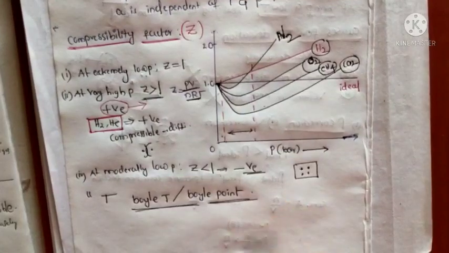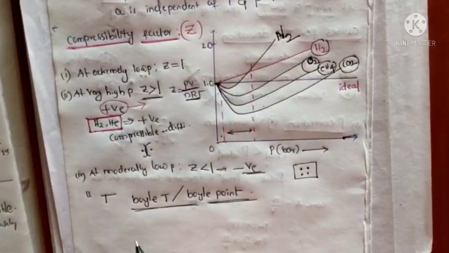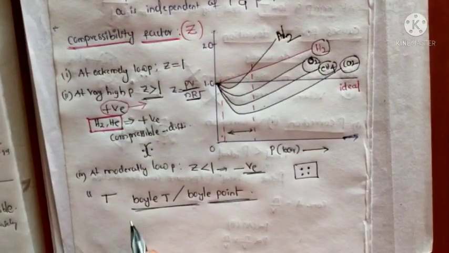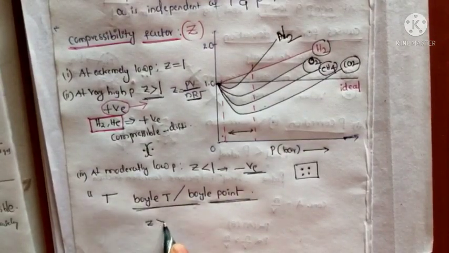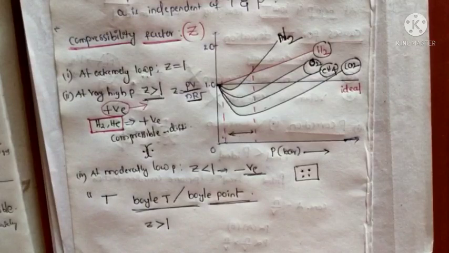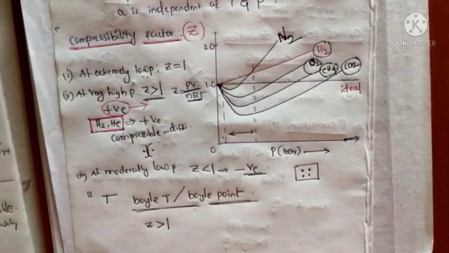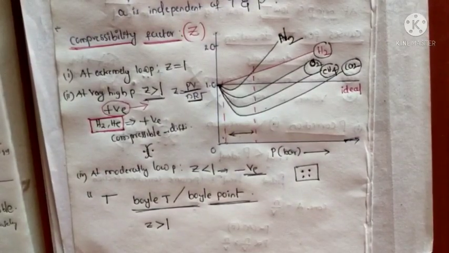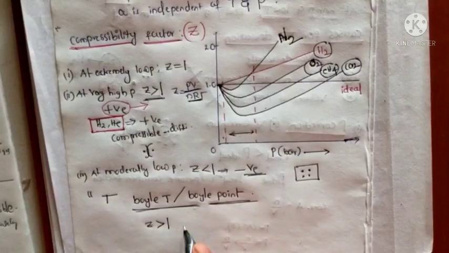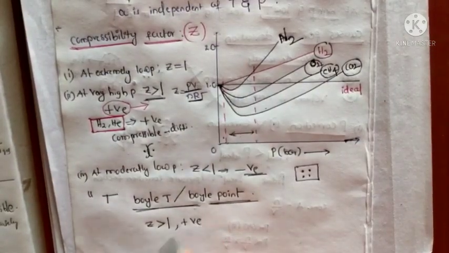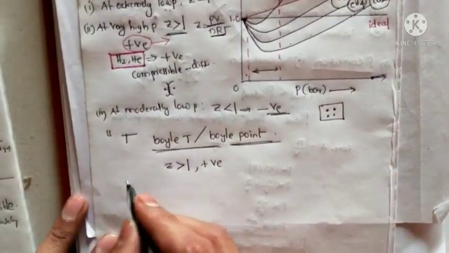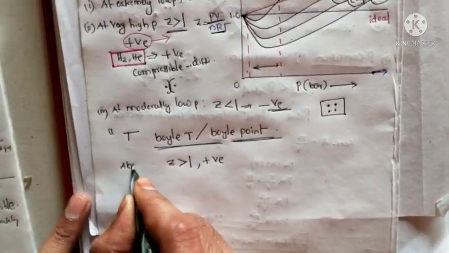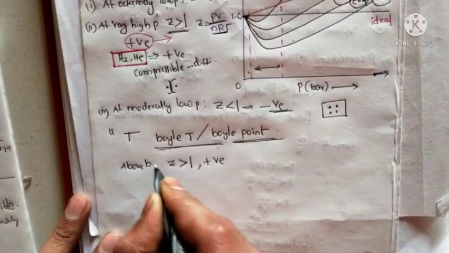Next, above the Boyle point, for real gases Z is greater than 1. Above the Boyle point, real gases show positive deviation.